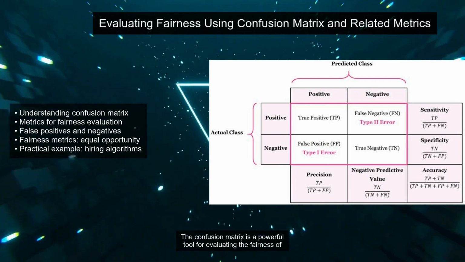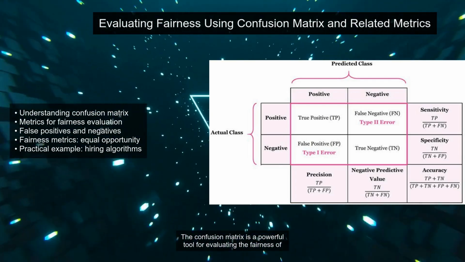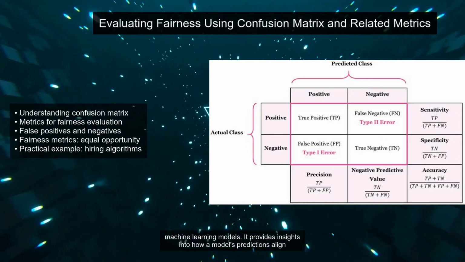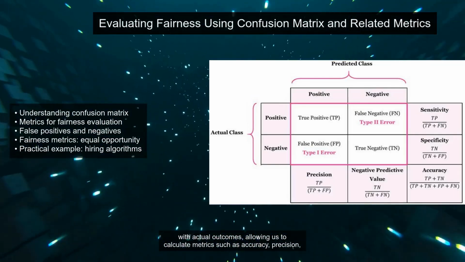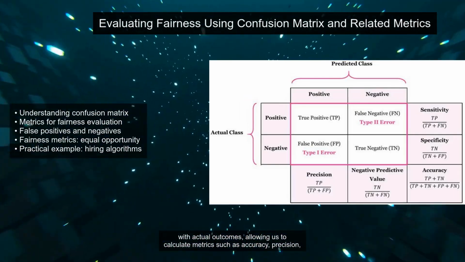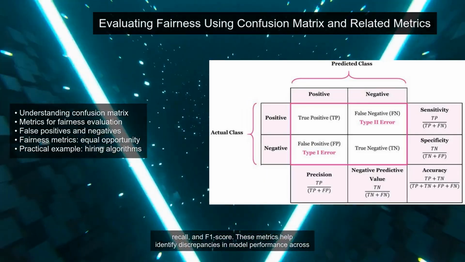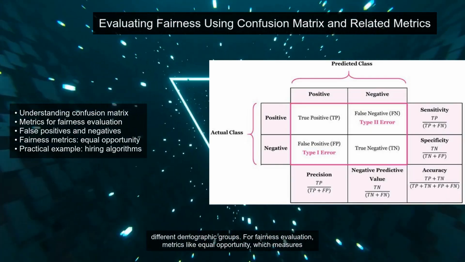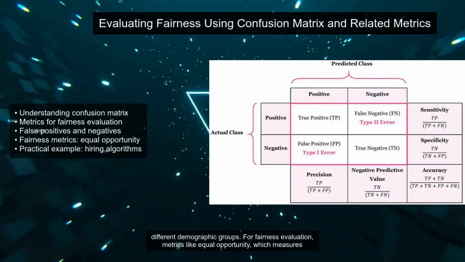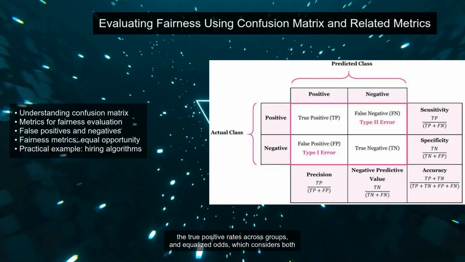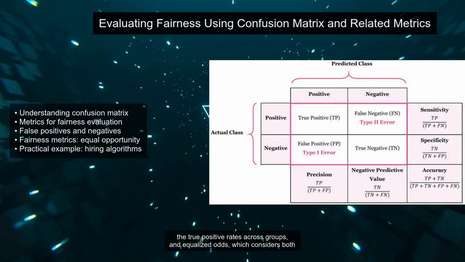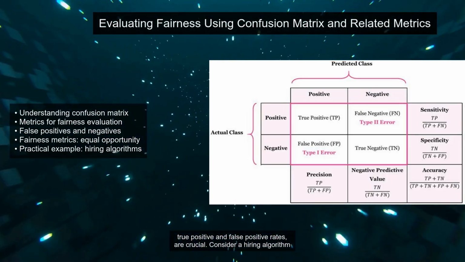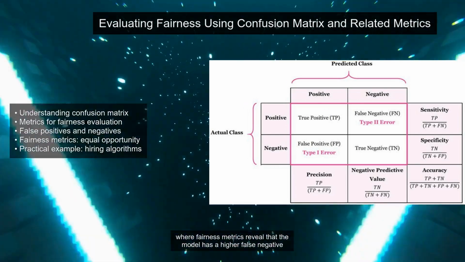The confusion matrix is a powerful tool for evaluating the fairness of machine learning models. It provides insights into how a model's predictions align with actual outcomes, allowing us to calculate metrics such as accuracy, precision, recall, and F1 score. These metrics help identify discrepancies in model performance across different demographic groups. For fairness evaluation, metrics like equal opportunity, which measures the true positive rates across groups, and equalized odds, which considers both true positive and false positive rates, are crucial.